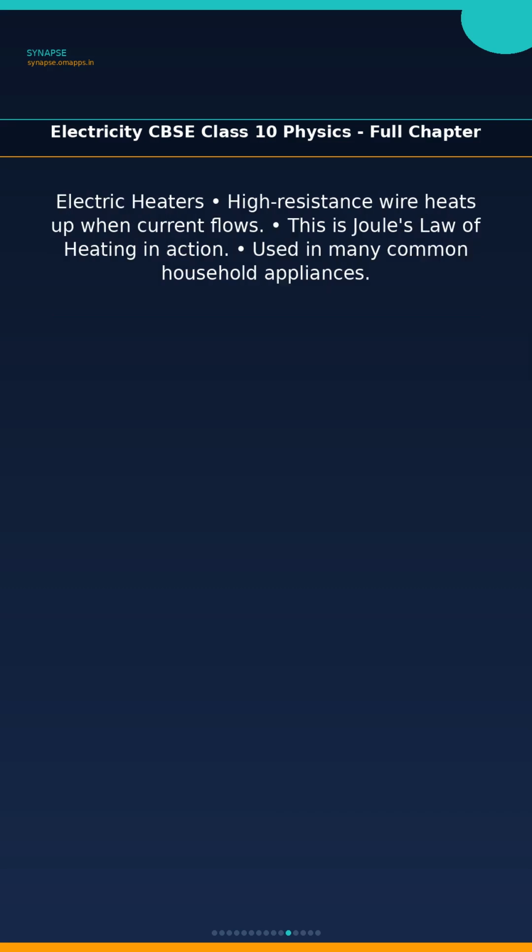Let's look at a real-world example, electric heaters. These use a high-resistance wire that heats up when current flows through it. This is based on Joule's law of heating, a key concept in your syllabus, and it's used in toasters, hair dryers, and many other devices.